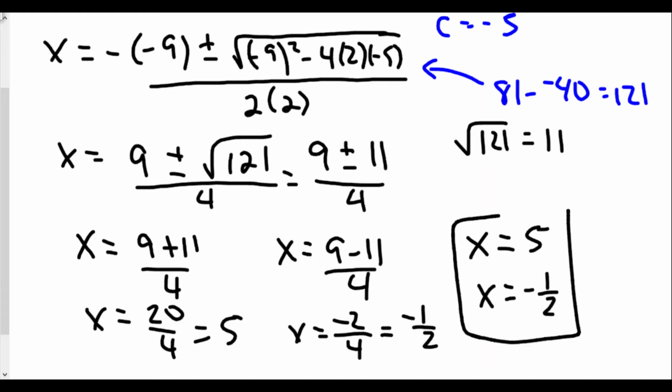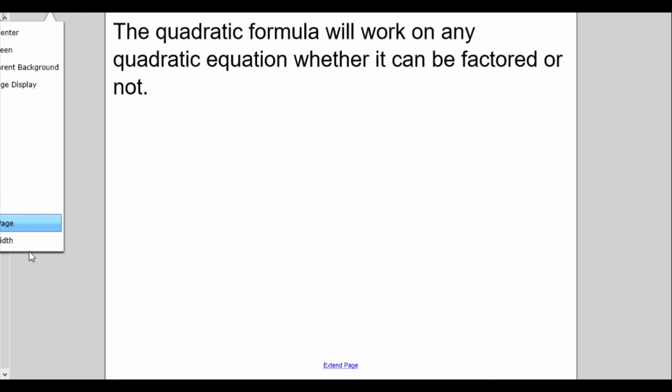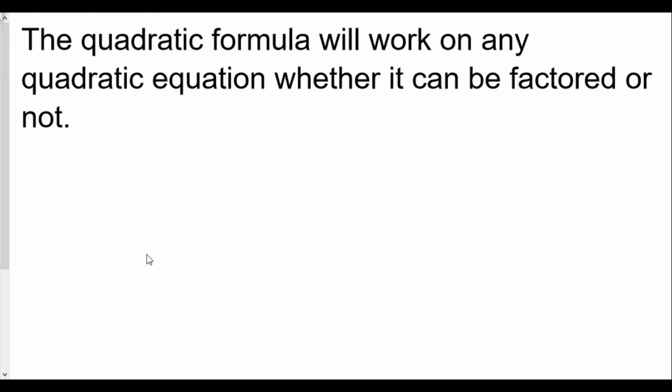And notice now, this answer didn't have radicals. I'll make this full page. This answer didn't have radicals. What does that mean? This quadratic equation could have been factored, but instead of factoring, we can use quadratic formula. We just have to simplify. So the quadratic formula will work on any quadratic equation, whether it can be factored or not. Okay? And so this is pretty important for us to understand.